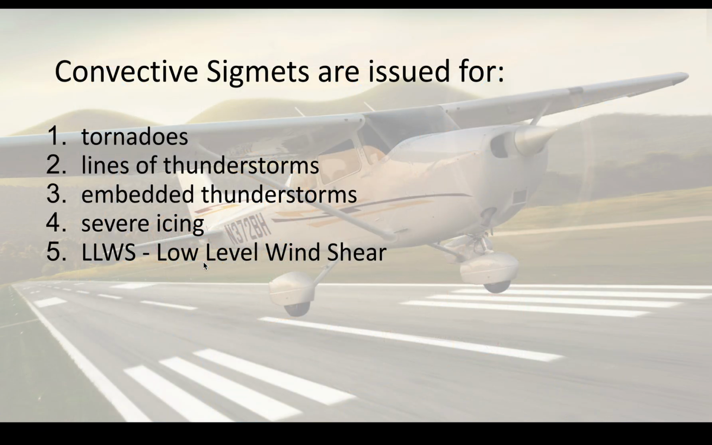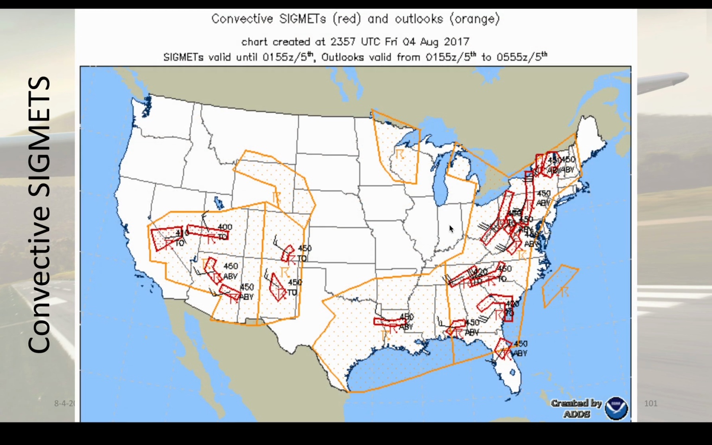Now, I will say this about convective SIGMETs. If you see convective SIGMETs along your route, take note. They are trying to tell you that not only is this significant weather, but it is convective, which means it could be very hazardous because you're probably in the vicinity of some sort of convective activity like a thunderstorm. Here's the graphical chart of it.